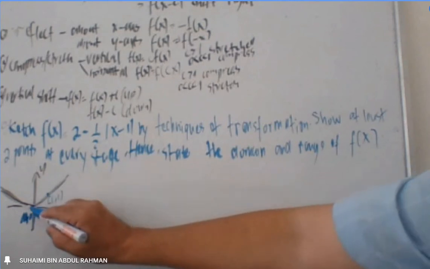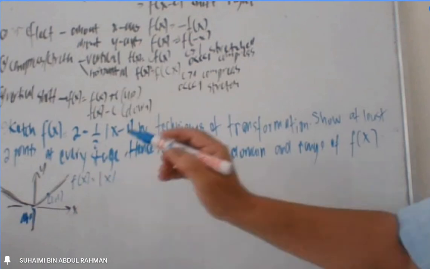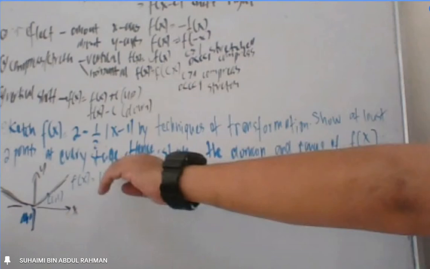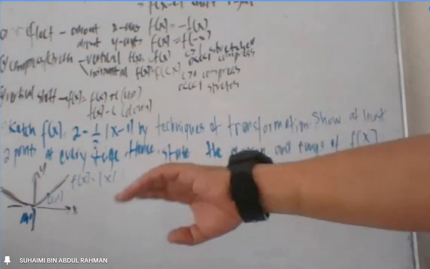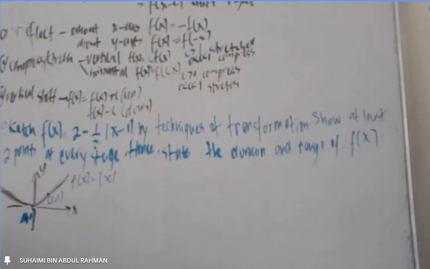This function is the function of the absolute value of x. We say this is a basic function, where we don't do any transformation yet. Why do we choose this as a basic function? Why not another function? Why do we make this our original or basic function?